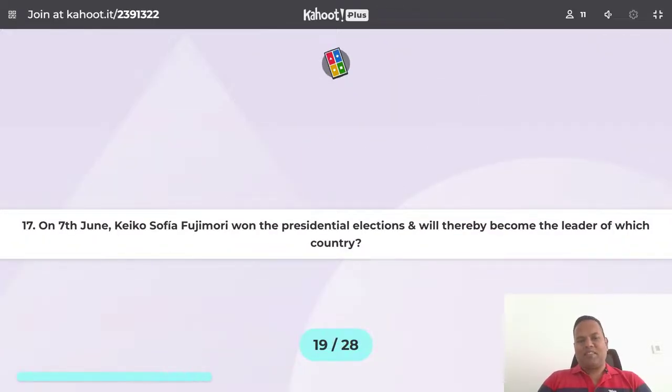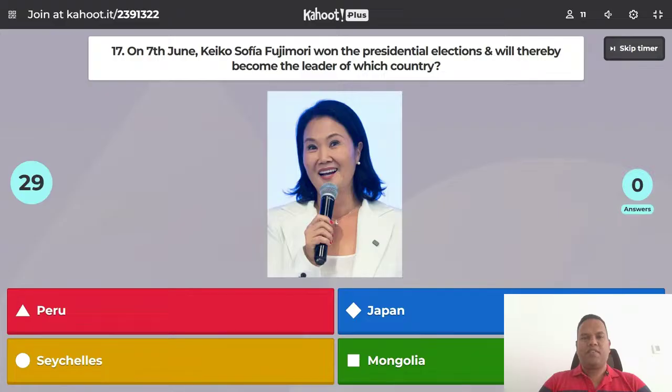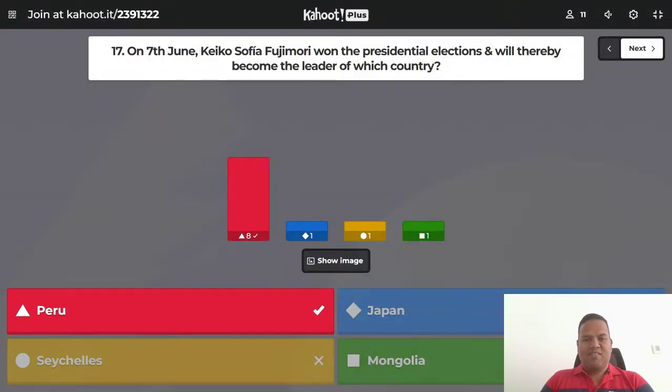On 7th June, Keiko Sofia Fujimori won the presidential elections and will thereby become the leader of which country? So this lady will become the leader of which country? Is it Peru, Japan, Seychelles, or Mongolia? On 7th June, Keiko Sofia Fujimori won the presidential elections and will thereby become the leader of this country. What is this country? Keiko Sofia Fujimori. Yes. Well done.